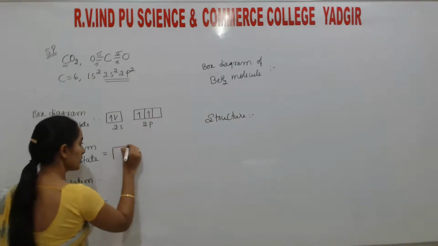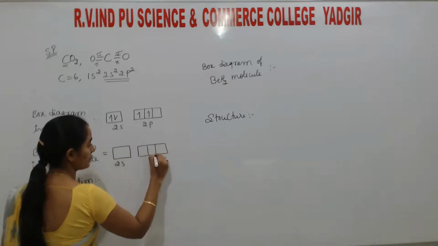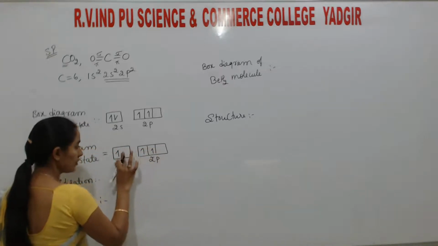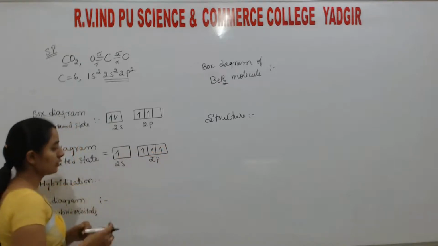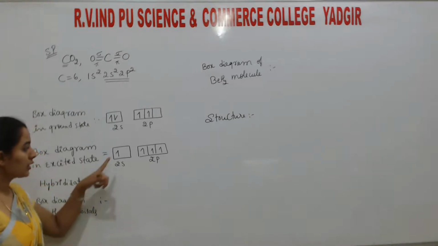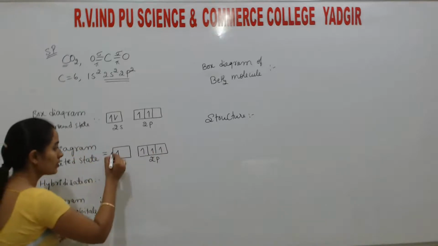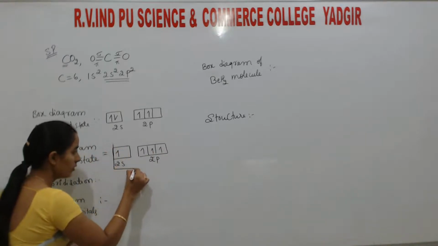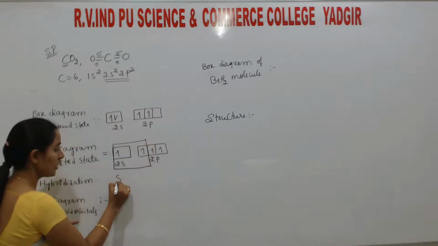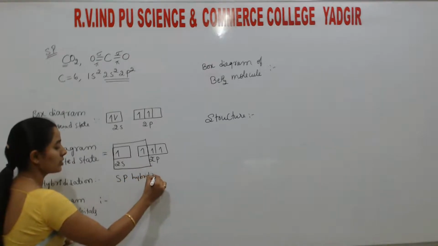Now, this is the 2s orbital and this is the 2p orbital. The electron from the 2s orbital jumps to the 2p orbital. Now students, 2 are sigma bonds and 2 are pi bonds. So we require only 2 orbitals, this is 1 and this one is 2. That's why it is 1 s orbital and 1 p orbital, that is sp hybridization.